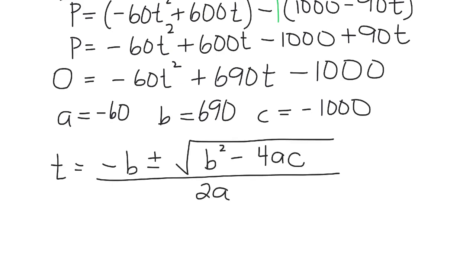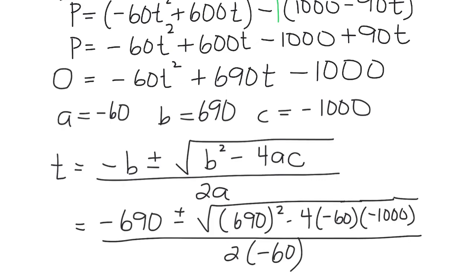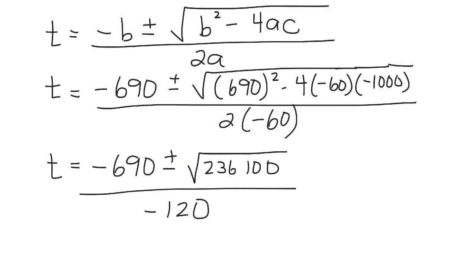I've put the quadratic formula on the screen, and now I'm ready to substitute my values for A, B, and C into the formula. Once you plug all your values in, you're ready to start simplifying. Just be very careful with your integers. Pay attention to whether numbers are positive or negative. When you simplify what is underneath the square root, you should get positive 236,100, and you are then ready to solve for t.